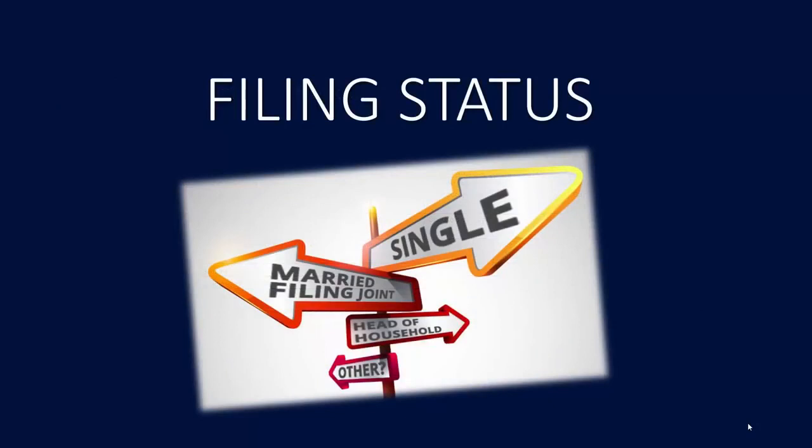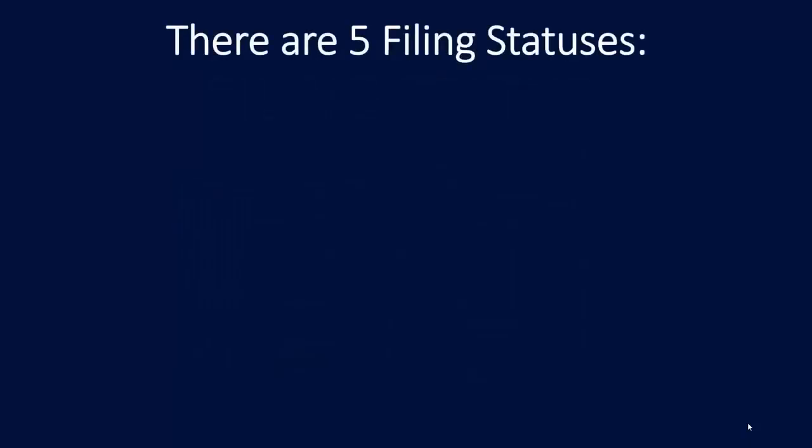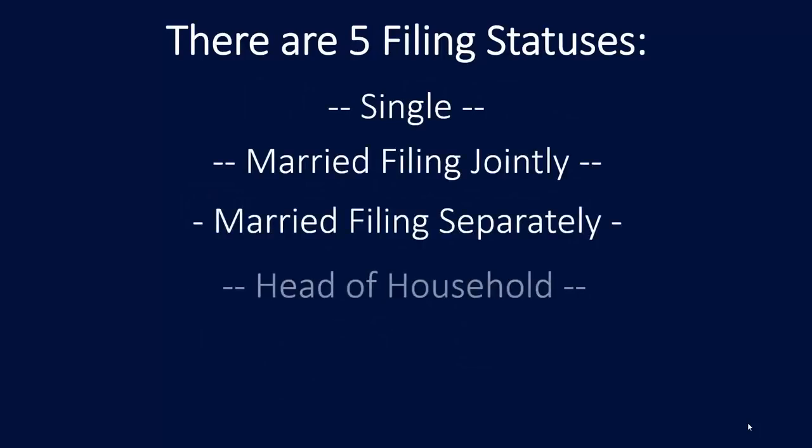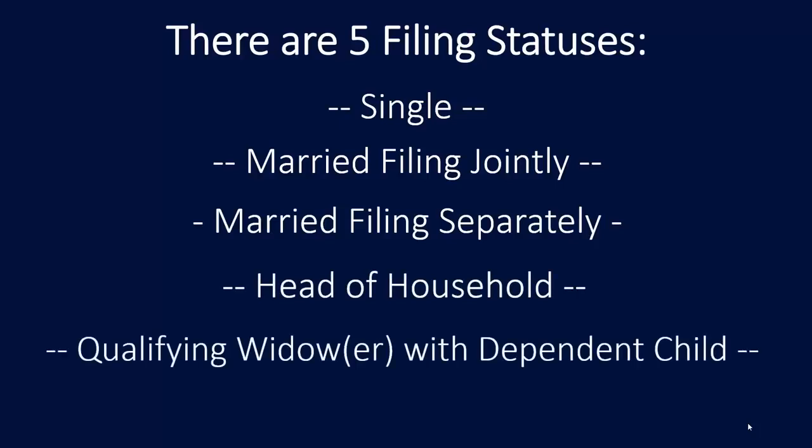Now let's talk about filing status, the filing status on the return. Remember, that was the first section after the name and address section. This is where we're going to choose the most advantageous filing status for us. There are 5 filing statuses: single, married filing jointly, married filing separately, head of household, and qualifying widow or widower with dependent child.